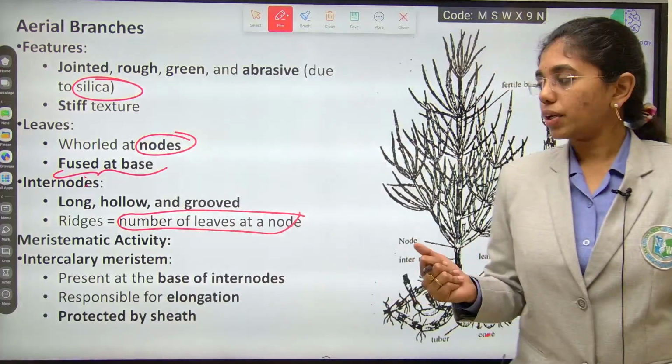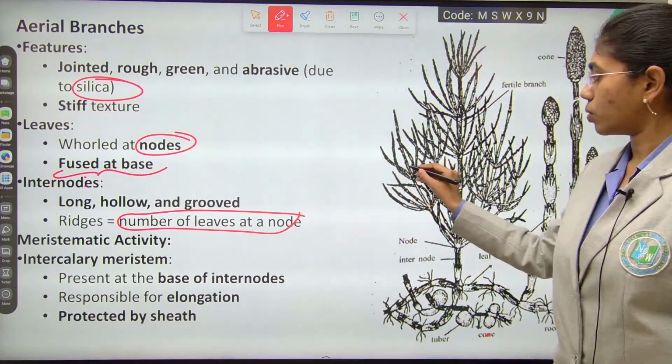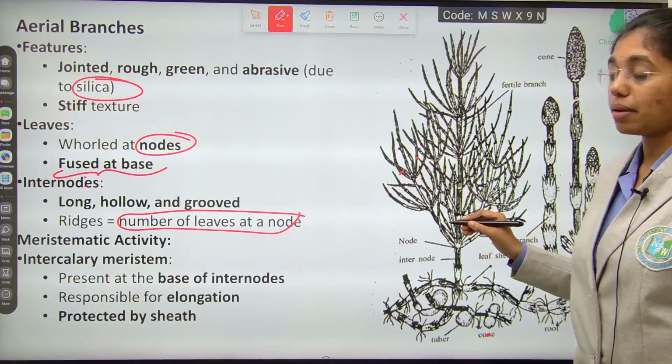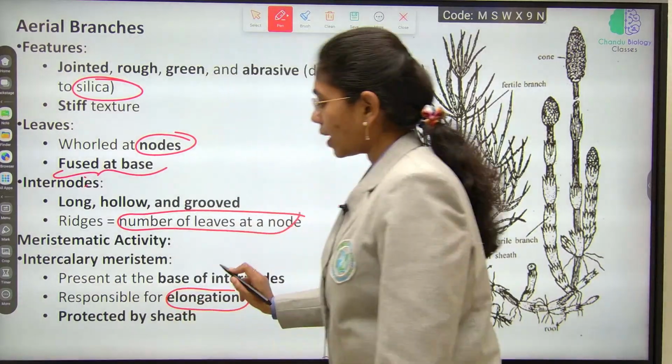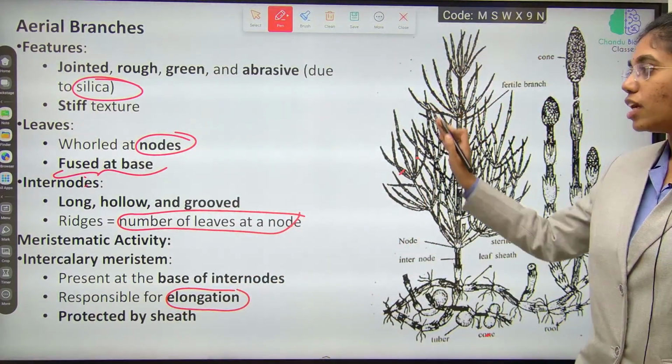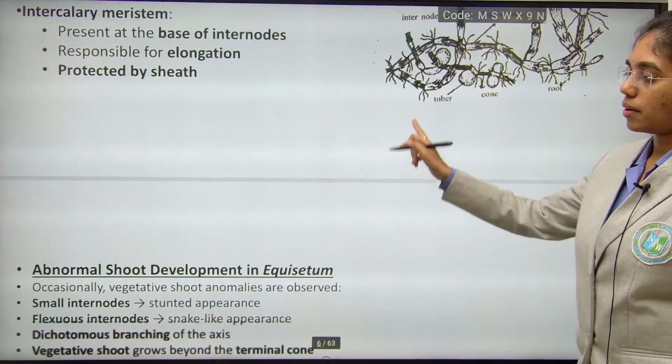Meristematic activity, you see intercalary meristem. It is present at the base of internodes, and this is responsible for elongation. This is protected by a sheath again. That sheath will have silica depositions.